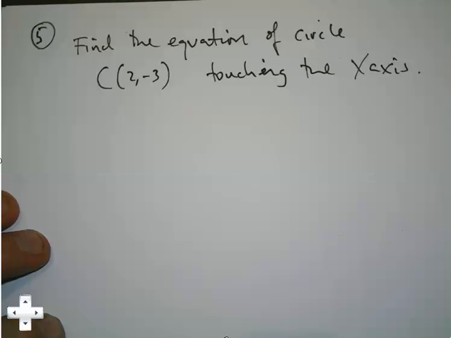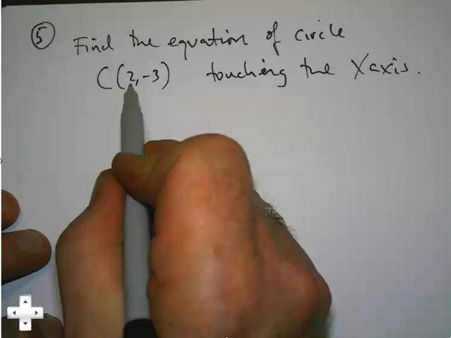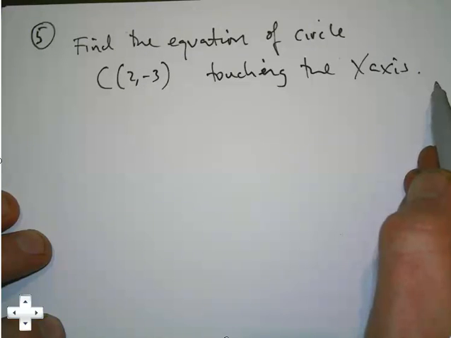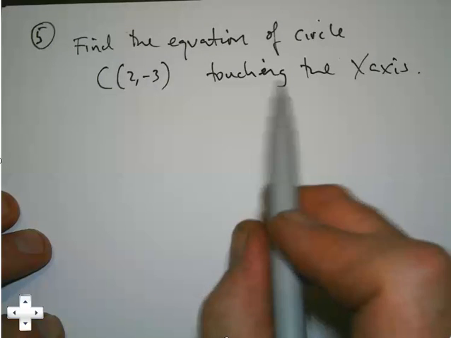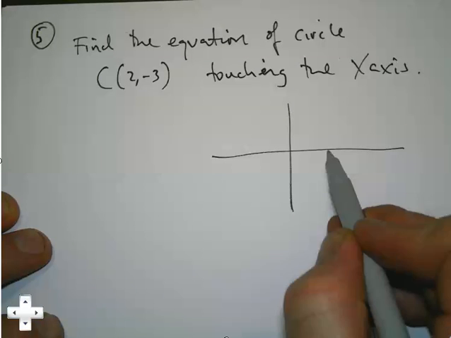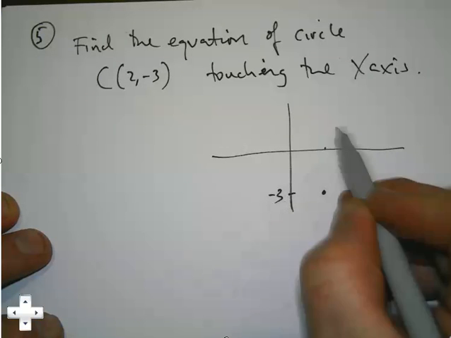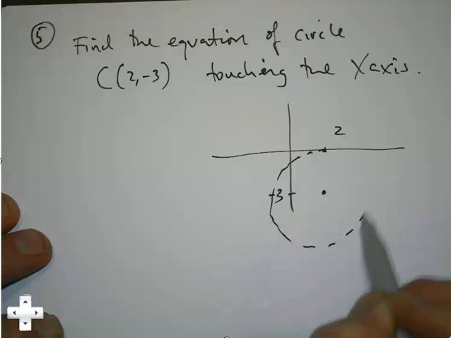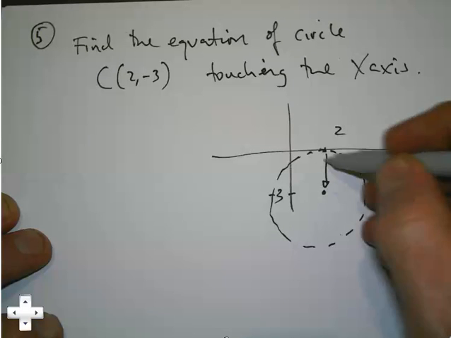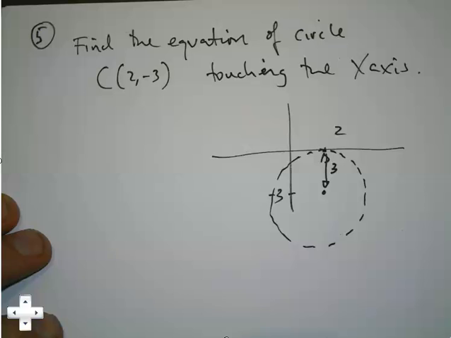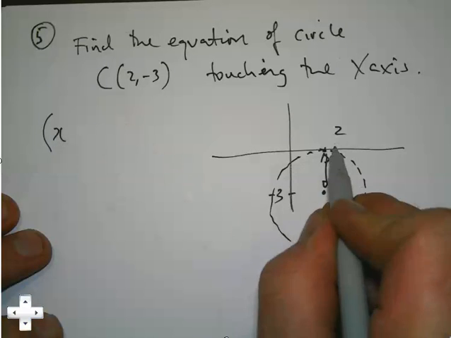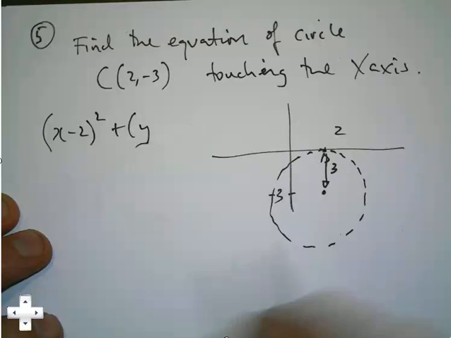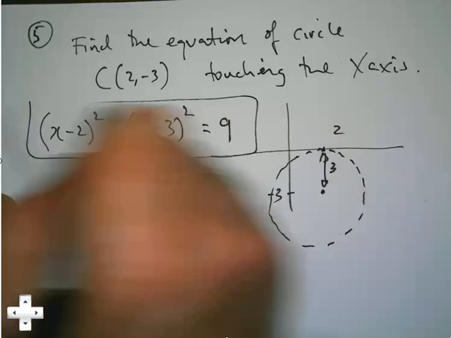And in the last example, question number 5: find the equation of the circle that's centred at (2, −3) and touches the x-axis. So I've been given some information about the circle, some key features. It's centred at (2, −3), and it just touches the x-axis. If it touches the x-axis, that must be where it touches, and that's what the circle is going to look like. Which means I now know that the radius of the circle is 3. So it's going to be (x − 2)² + (y + 3)² = radius squared, which is 9. So there's the equation of that particular circle.